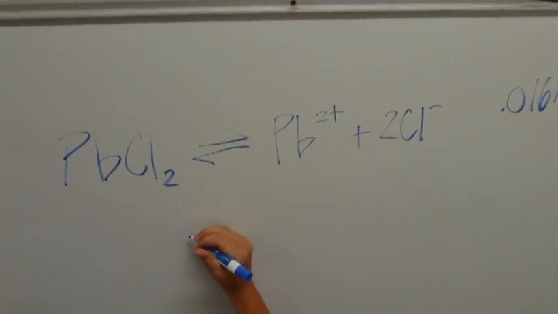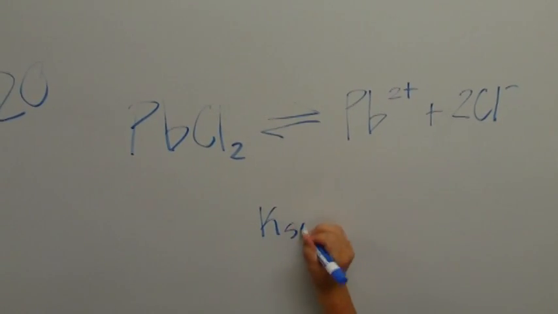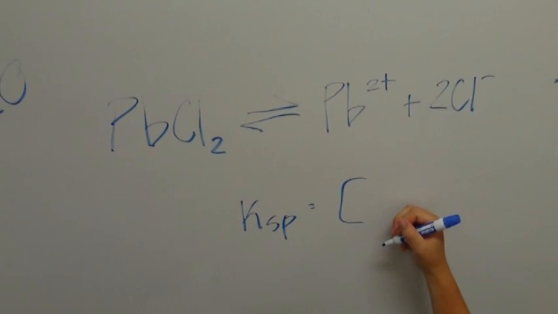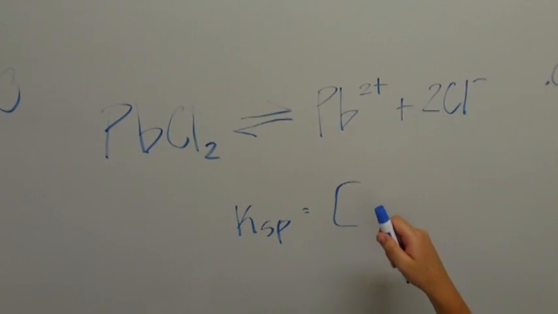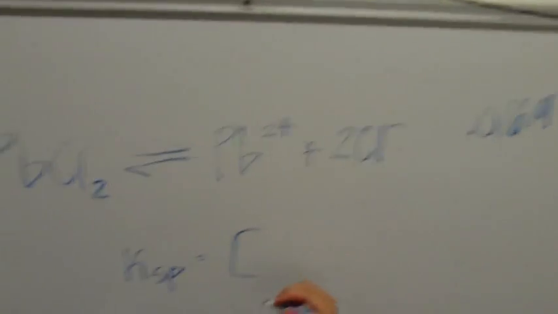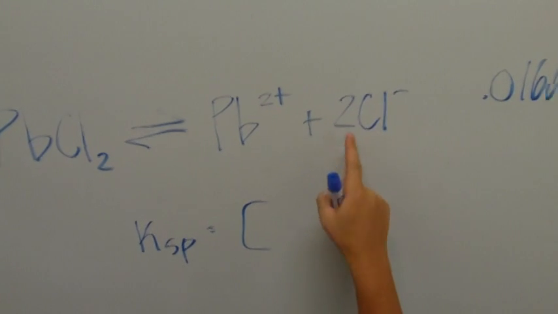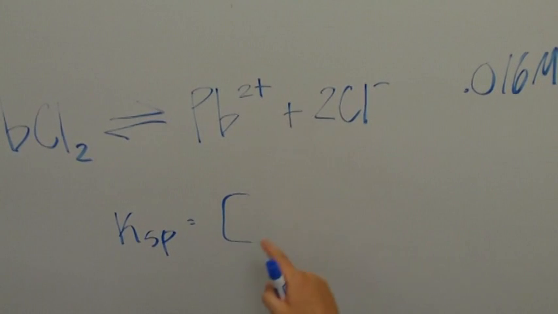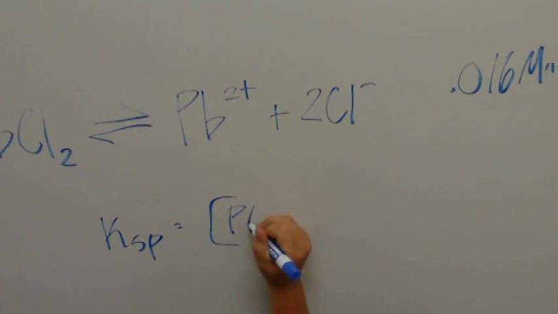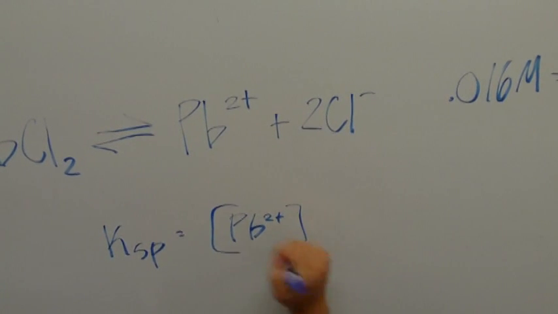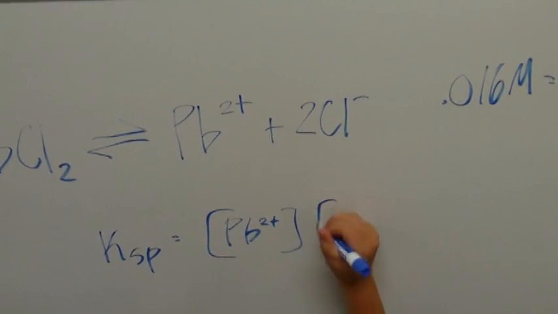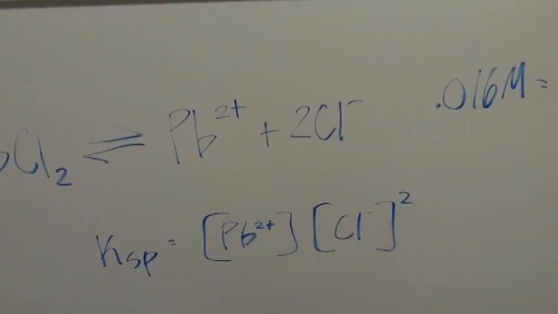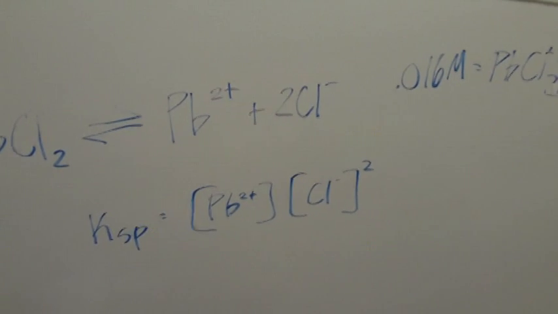Next thing that we're going to do is write out the Ksp law. So Ksp is equal to this right here raised to the exponents, or raised to the coefficients that we have, excuse me. So Pb2+, but there's only 1, so raised to the power of 1. And then Cl-, but raised to the power of 2 because we've got 2. So that's what we have.